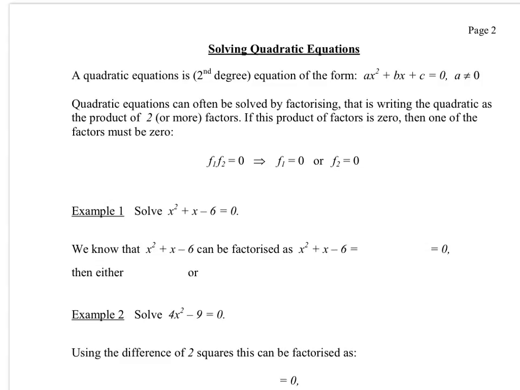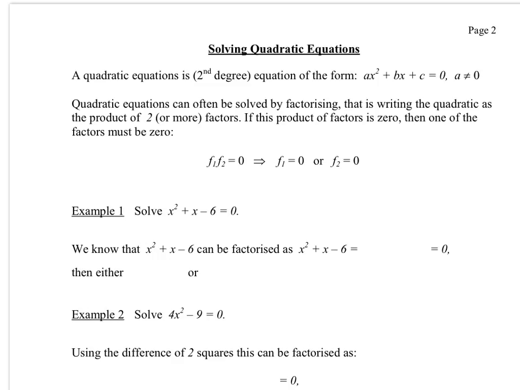Quadratic equations are equations that can be written in the form ax squared plus bx plus c equals 0, like this one up here, where a isn't 0. We call them second degree equations. The second degree comes from the 2 up here. The x squared means that it's of the second degree.